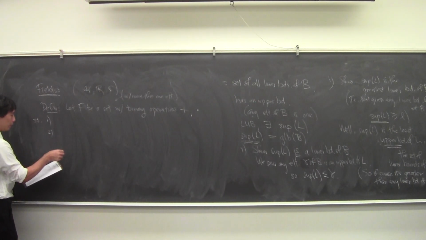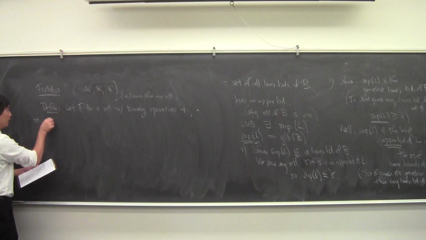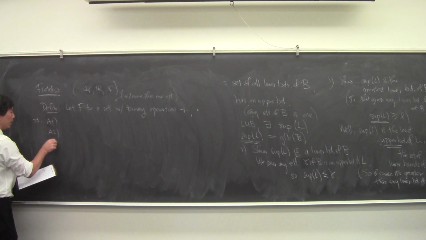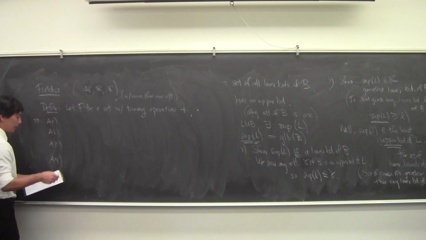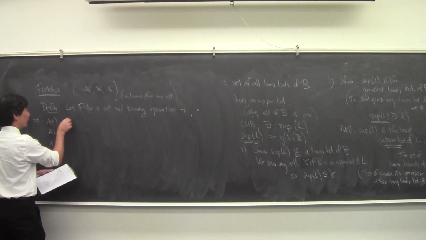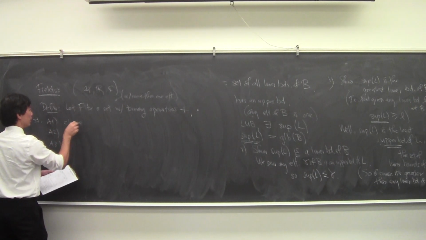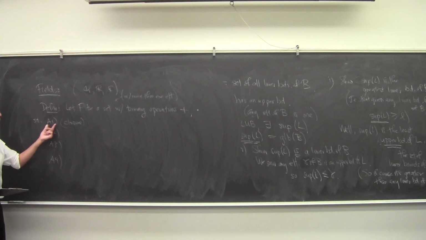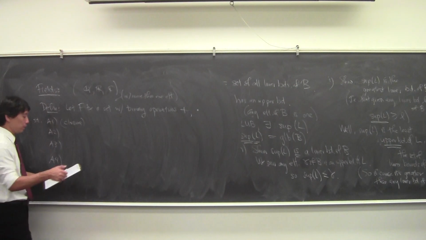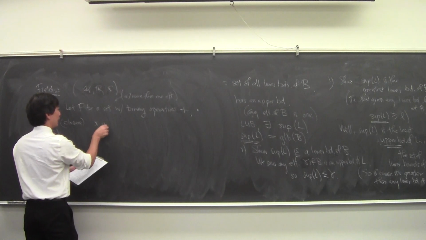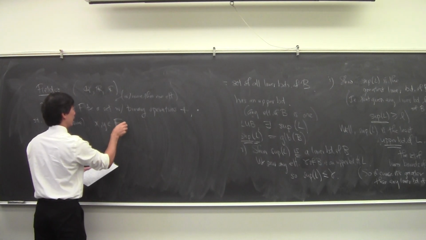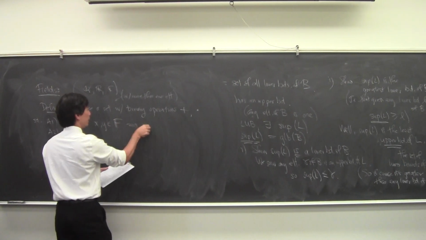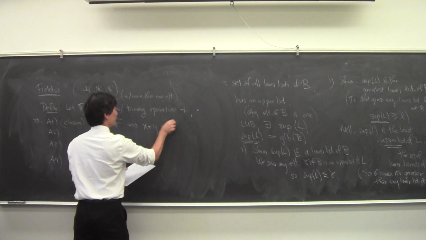So there's a minimal list of things that we want these operations to satisfy. One is called closure. When I write A1, I mean the first axiom dealing with the additive operation. Closure: whenever x and y are in F, then x plus y is also in F.